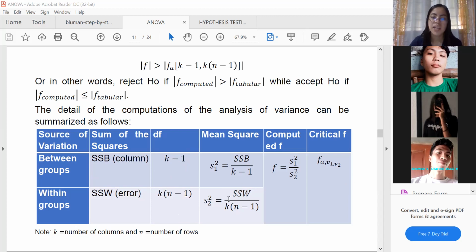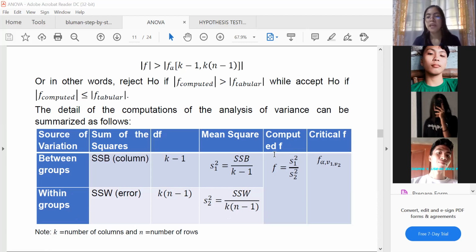Likewise, your mean square within groups is the sum of squares within over its DF, or sometimes they call it error. Sum of squares error, SSE. In some textbooks they use SSW, or within. So those are their terms.